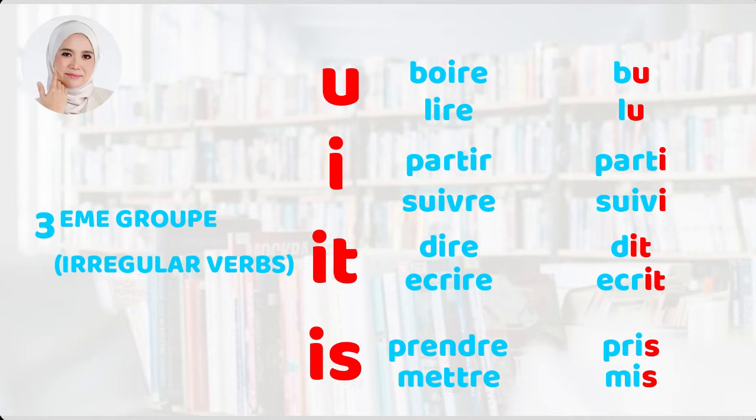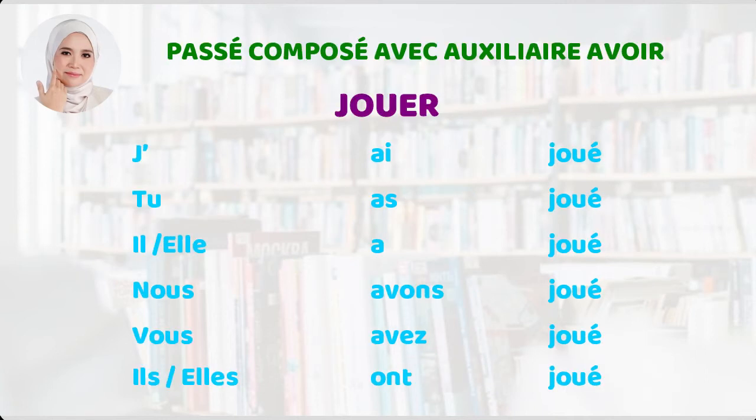Okay, so we have seen the first part and the second part, the first component and the second component. Now let's take a look at how these verbs are conjugated according to the rules which you have seen in this clip.